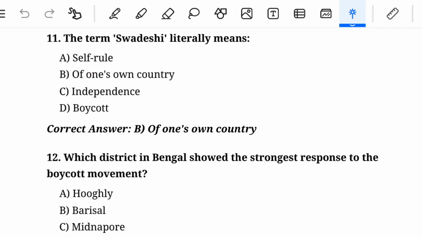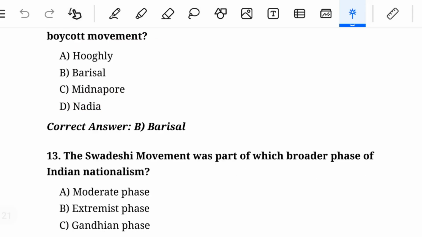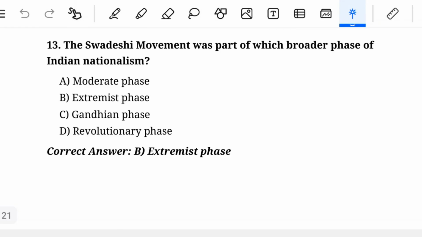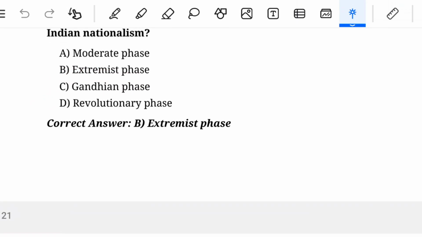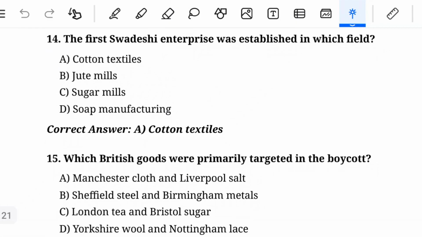Of one's own country. 12. Which district in Bengal showed the strongest response to the boycott movement? A. Hooghly, B. Barisal, C. Midnapore, D. Nadia. Correct answer: B. Barisal. 13. The Swadeshi movement was part of which broader phase of Indian nationalism? A. moderate phase, B. extremist phase, C. Gandhian phase, D. revolutionary phase. Correct answer: B. extremist phase.